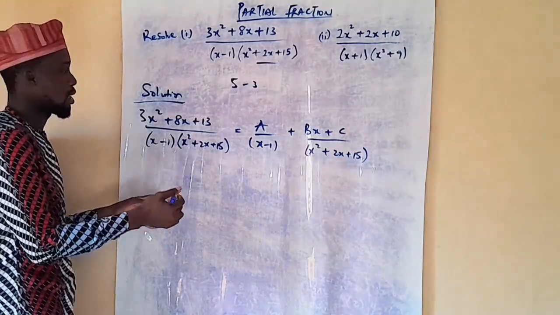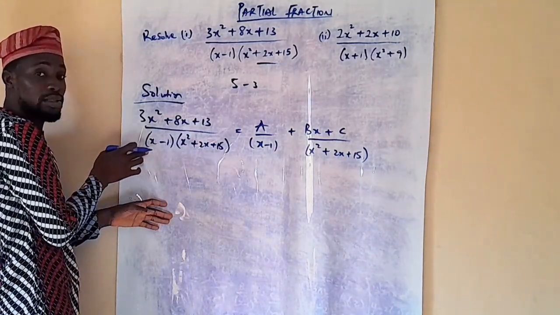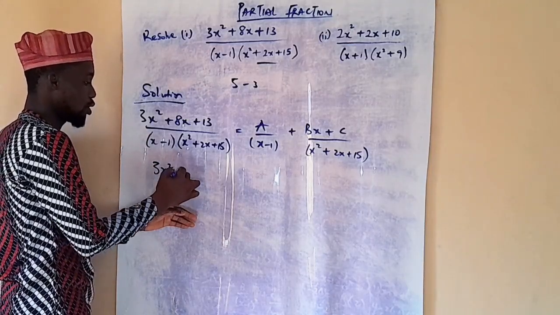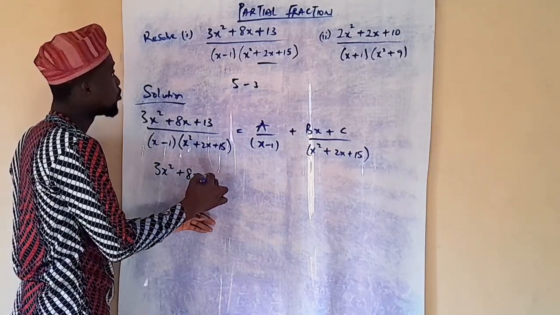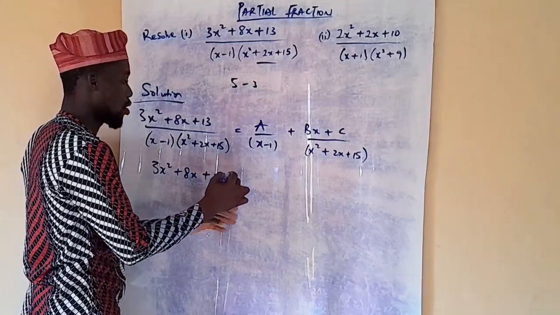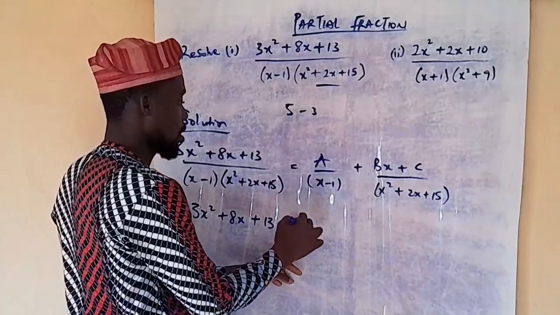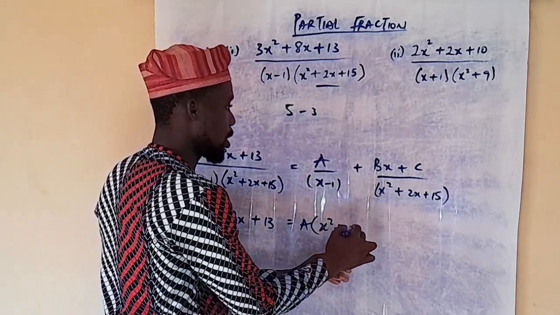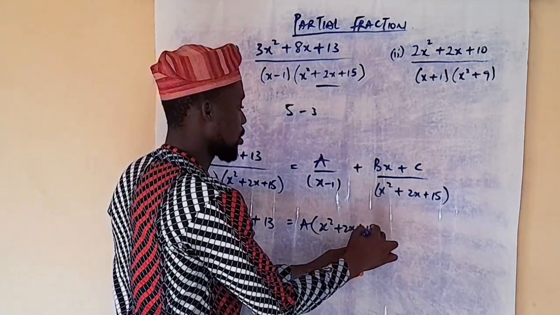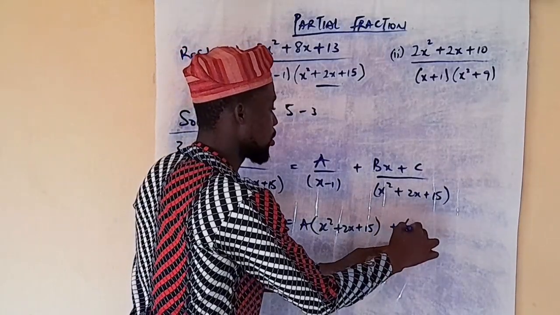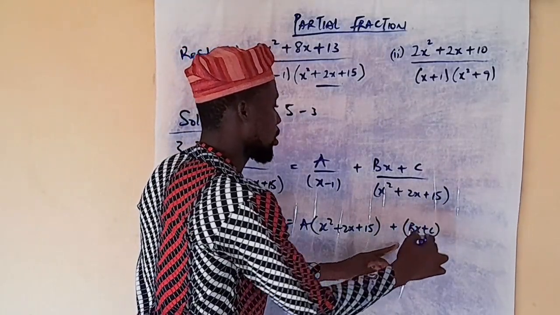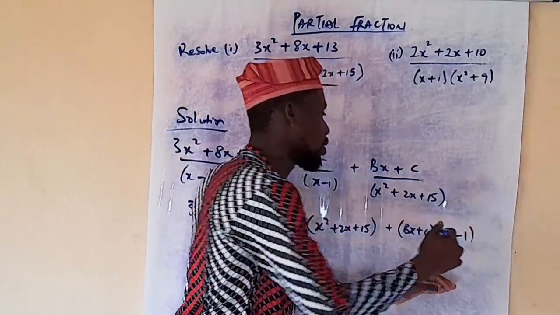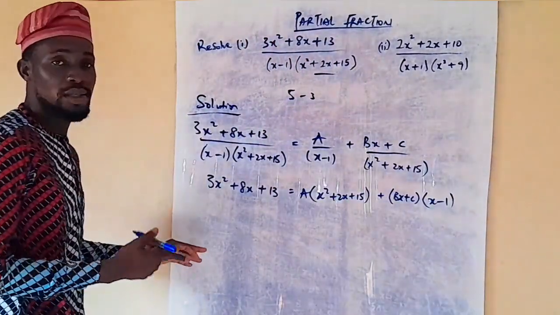I'm going to cross multiply, as we usually do. Multiplying through cancels the denominator on the left hand side, the remaining is 3x squared plus 8x plus 13, all equal to A into x squared plus 2x plus 15, plus Bx plus C into x minus 1. Now let's solve.